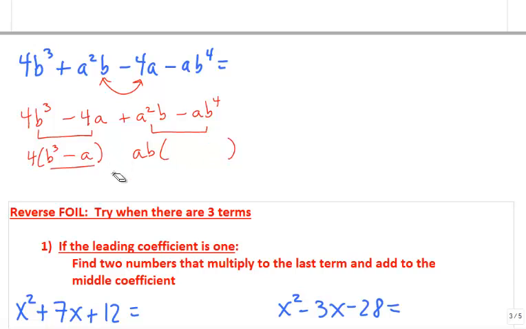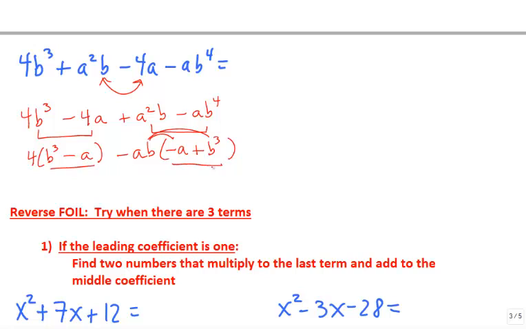I'm going to pull out instead a minus ab instead of a plus ab. So I would need to multiply negative ab times a negative a to get a positive a squared b back. So that will work. And if I pull out a negative ab from negative ab to the 4th, I would need a positive b cubed. So that negative ab times positive b cubed is negative ab to the 4th. So now do these match?